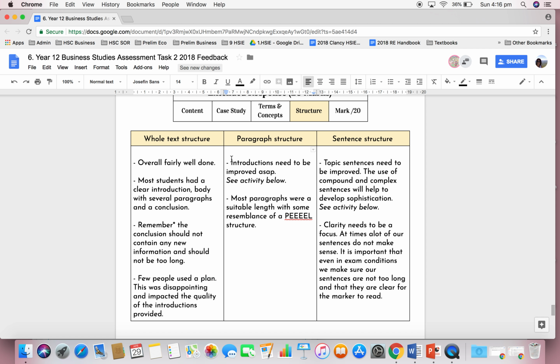Our introductions, guys, set the scene for the marker. An HSC marker has been at school all day, is at home at night, reading your handwritten script on a computer screen. Your response is scanned. They're tired. If your handwriting's bad, it's hard for them to read. And then the first thing that they read is your introduction. We've got to improve the quality. We've got to make ourselves start at a band 5 or 6, even if the rest of the response isn't going to be sustained at that level. So we're going to do a little bit of an activity now for that.